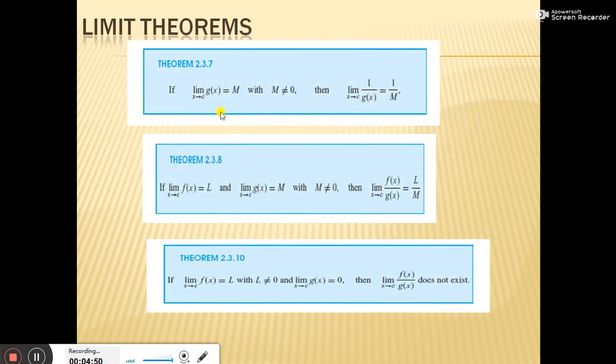And next, if limit x tends to c, g(x) is equal to M and M is not equal to 0, then limit x tends to c, 1 by g(x) is equal to 1 by M. And if limit x tends to c, f(x) is equal to L and limit x tends to c, g(x) is equal to M with M not equal to 0, then limit x tends to c, f(x) by g(x) is equal to L by M. And if limit x tends to c, f(x) is equal to L and L is not equal to 0 and limit x tends to c, g(x) is equal to 0, then this limit does not exist, because in this case you will get an undefined term, something upon 0, that is infinity, that does not exist. These are the most important theorems.